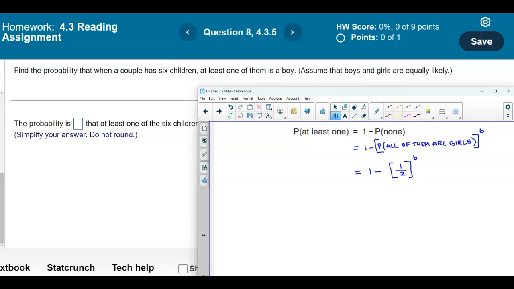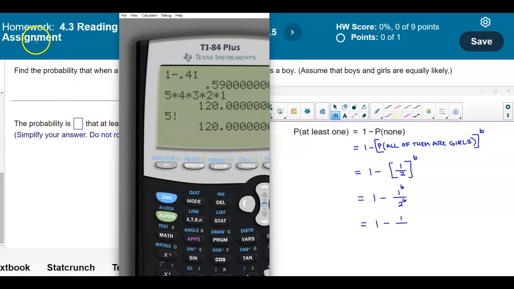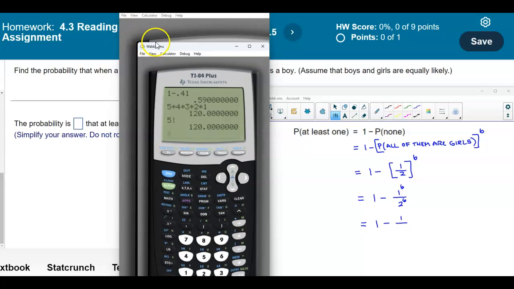So now we need to simplify this. So we're going to take 1, and if we take 1 and raise it to the 6th power, that's going to give us 1. So we have 1 to the 6th power and 2 to the 6th power. So that's going to give us 1 minus 1 over something. And then what is 2 to the 6th power? Well, we can go ahead and do that real quick on our calculator. So if we take 2 to the 6th, we're going to get 64.